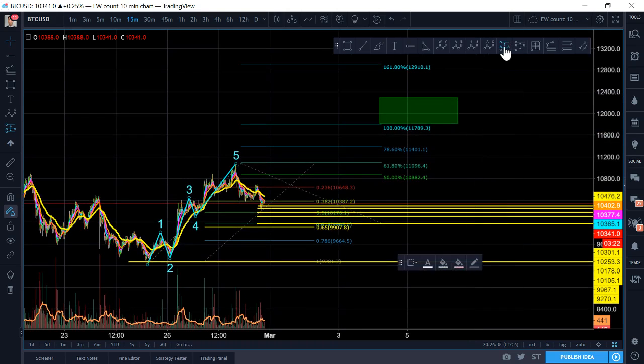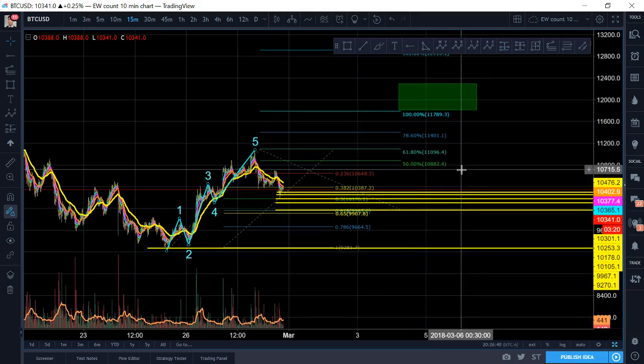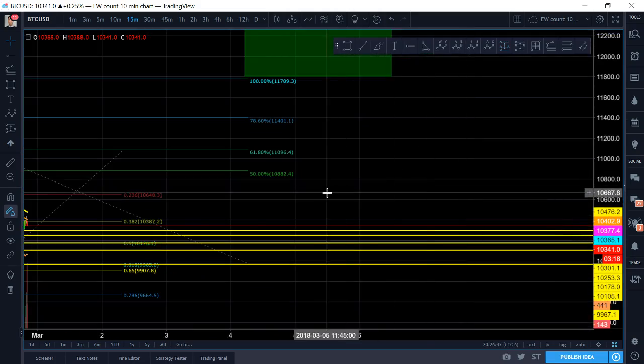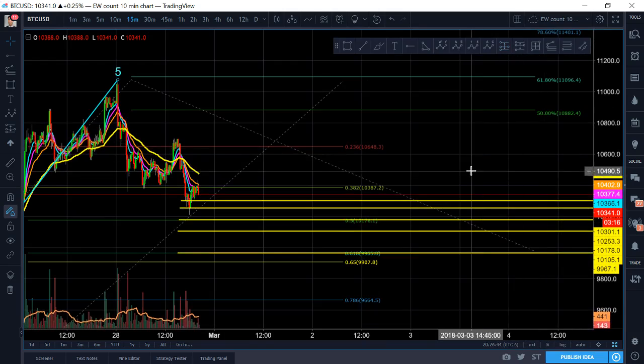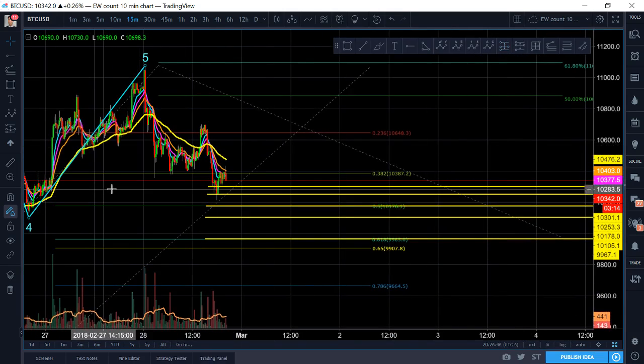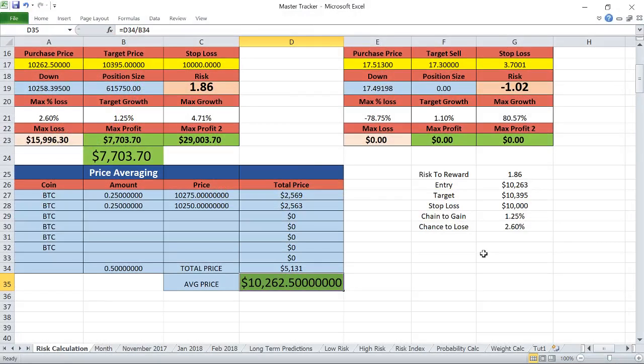Now I enter into my long position, right? But we don't know what our exact entry price is, right? That's what we're trying to figure out right now. So let's say we've got a few different buys here. And this is my Excel sheet, guys, right here.